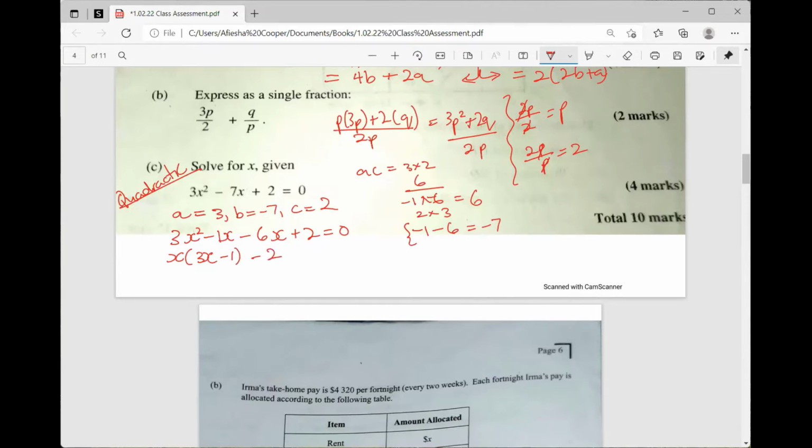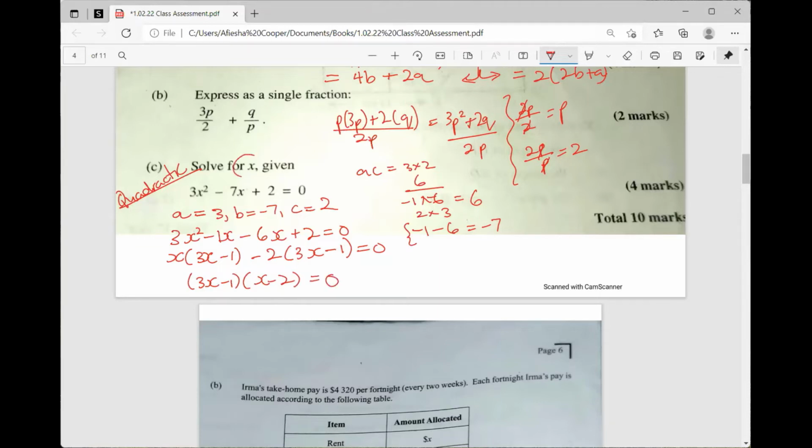minus, I can take out 2, 3x minus 1 is equal to 0. Pay attention to your signs. So remember, both of them must be 3x minus 1. So I can put 3x minus 1 and x minus 2 all equals to 0.